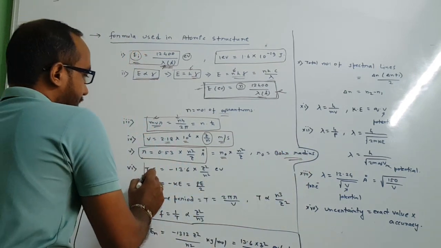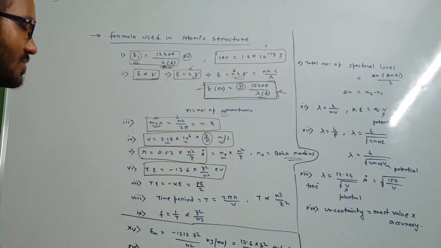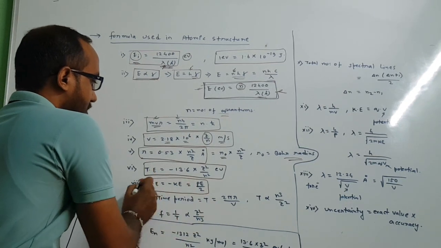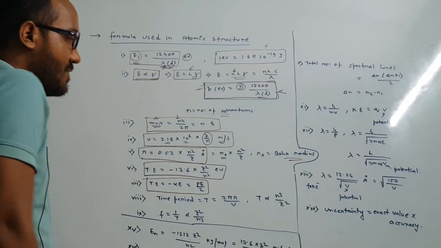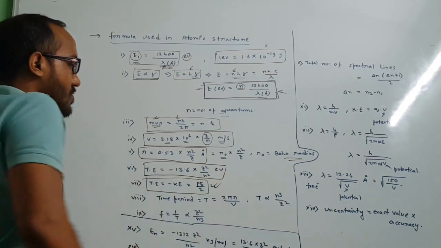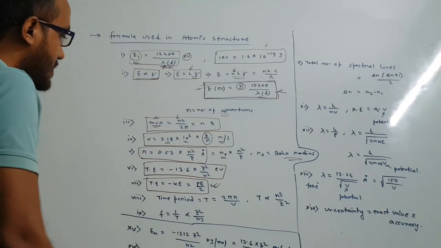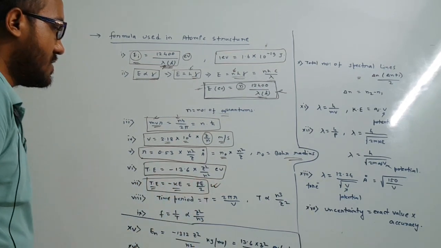Now total energy is minus 13.6 into Z square by n square in electron volt. Total energy is minus kinetic energy, which equals potential energy by 2. If you see the last problem, we have derived this formula. Kindly see the last problem we have solved. Total energy is minus kinetic energy equals potential energy by 2.